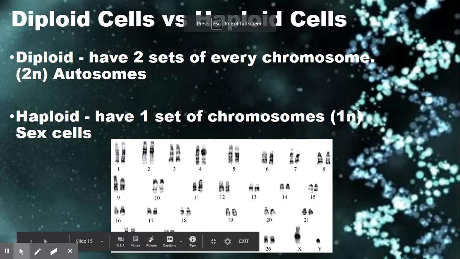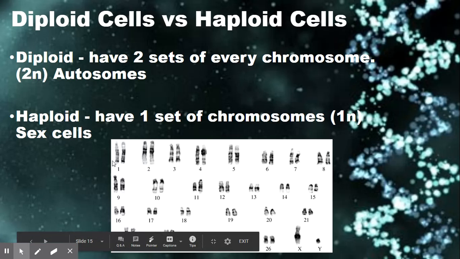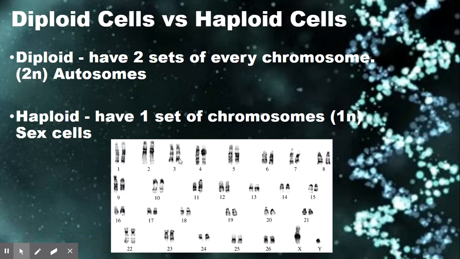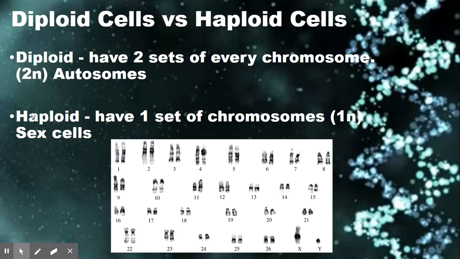Then we have what are called diploid versus haploid cells. A diploid is where we have two sets of every chromosome. Here, this would be a diploid type set, so 2, 2, 2. Haploid would be if we're just looking at half of those. Here, this is a human, so there would be 46 chromosomes for the diploid versus the haploid number, which would be 23.